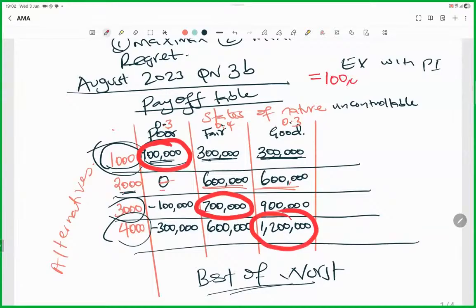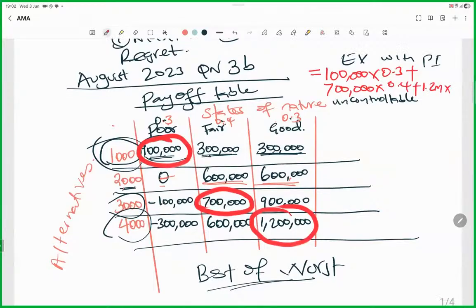The first one is 100,000 times the probability, which is 0.3, plus 700,000 times 0.4, plus 1.2 million times 0.3. That gives EV with the PI, which is 670,000.